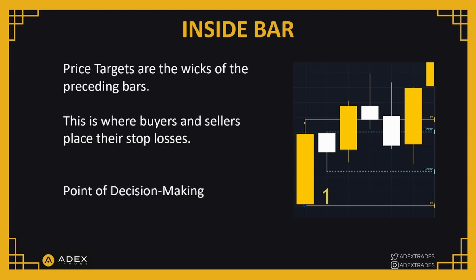If it doesn't make sense, please make sure you ask. The price targets are the wicks of the preceding bars. These are where buyers and sellers placed their stop losses or their previous market orders. I like to say this is the point of decision making for us as traders, because once you hit your price target, you have to analyze the play and ask yourself: are we going to continue, are we going to reverse, or are we going to consolidate at this point? Every single time it hits a price target, you should be asking yourself those 3 questions. So when it reverses on you, you can't be mad that it reversed, because it hit your target.